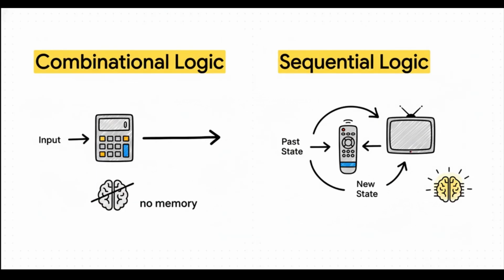This right here is the crucial difference. Combinational logic is stuck in the present. Sequential logic can remember the past. Its output depends not just on what's happening now, but also on what its state was before. The TV remote is a perfect example. To go to the next channel, it has to know what channel you're on right now. That simple act of remembering, well, it changes everything.